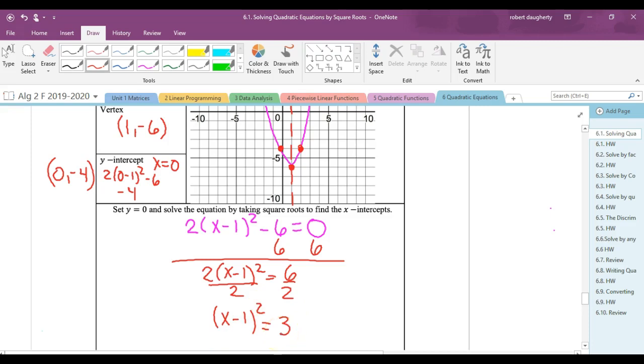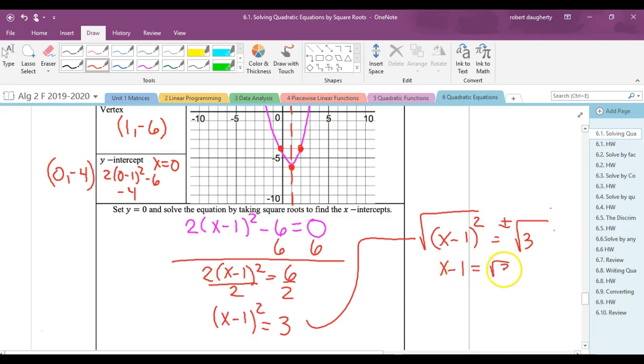What will I do now? Yeah, square root of both sides. Take the square root of both sides and put a plus or minus there. So what do I get on the left? X minus 1 equals plus or minus the square root of 3. To solve this, x is equal to what? 1 plus or minus the square root of 3. So those are my x-intercepts.